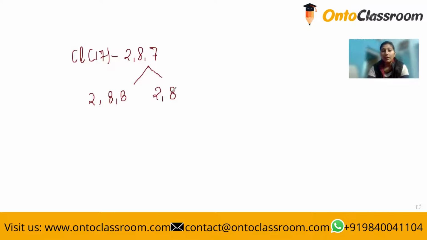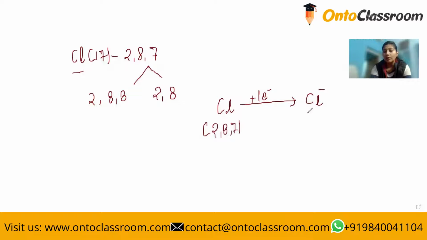It has a very high electron affinity. So there is a possibility to gain the electron. So chlorine has a very high affinity, and it will gain 1 electron to form its anion. So the configuration was 2, 8, 7. Now the configuration will be 2, 8, 8. So now we have discussed that it will form its chloride ion.